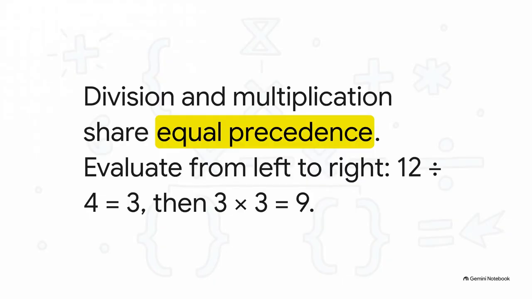To really shatter this misconception, we have to explicitly teach equal precedence. Division and multiplication sit on the exact same structural tier. Because of that, we resolve them using a simple tiebreaker. We just read from left to right. 12 divided by 4 is 3, and 3 times 3 equals 9. The true answer is 9.